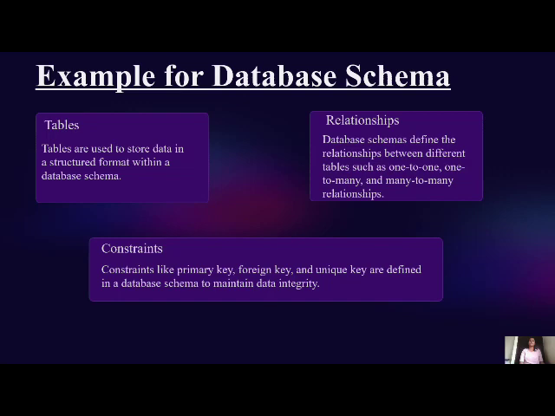The examples for database schema include tables, relationships, and constraints. Tables are used to store the data in a structured format within a database schema. Relationships: the database schema defines the relationships between the different tables such as one to one, one to many, and many to many relationships. Constraints: constraints like primary key, foreign key, and unique key are defined in a database schema to maintain the data integrity.